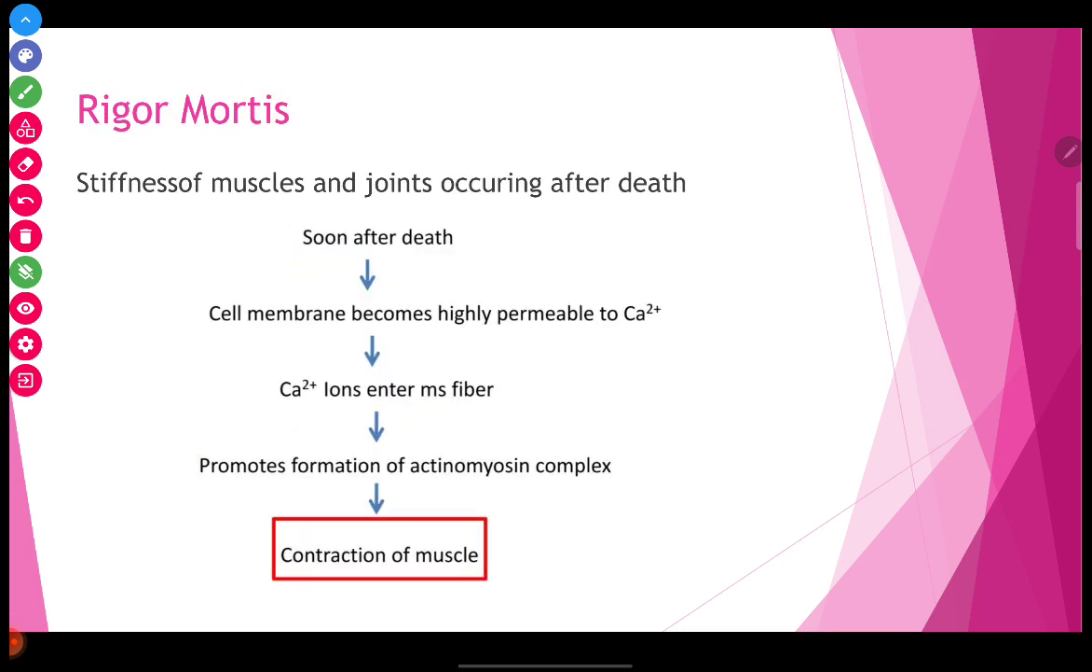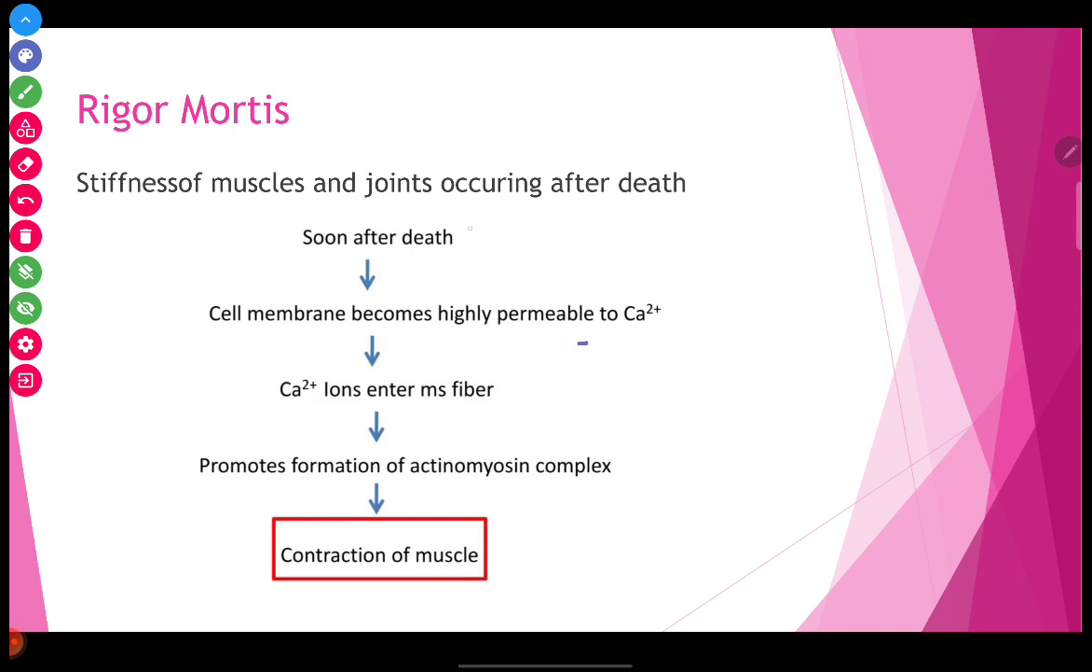Now we can come to the applied aspects of the sliding filament theory. First of all, we can look at rigor mortis. Rigor mortis is nothing but the stiffness of the muscles and joints which occurs after death. So after death, our body goes into a state of stiffness of the muscles and it's known as rigor mortis. So what is the mechanism behind this rigor mortis? It can be explained by using the sliding filament theory.